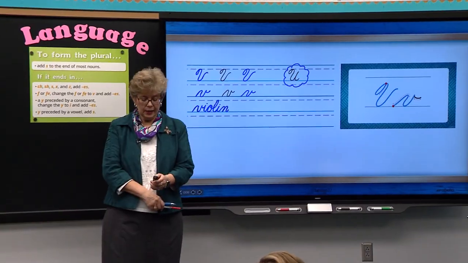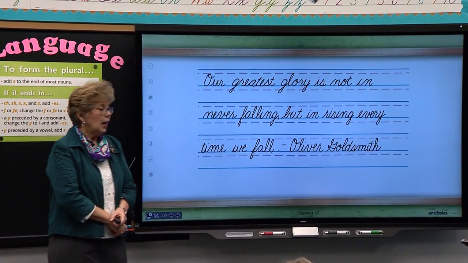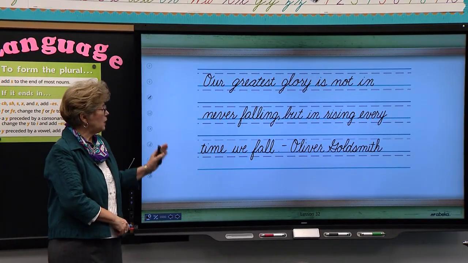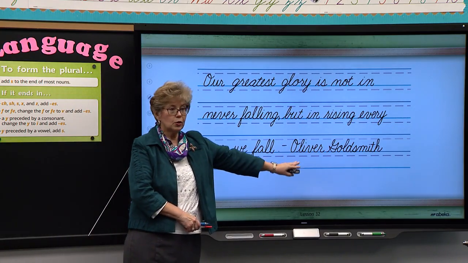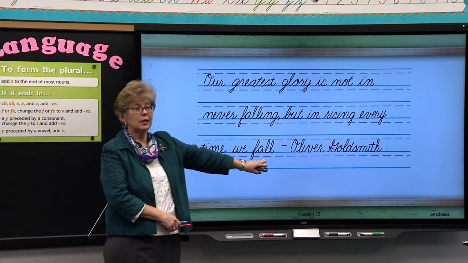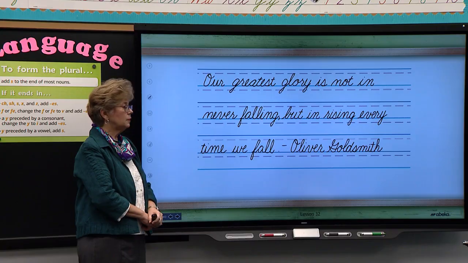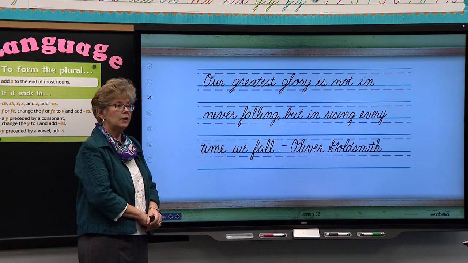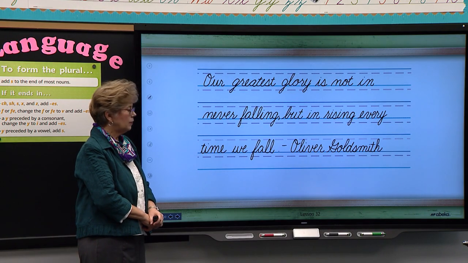Rest your pencil and let's look at the lower part of your paper. At the bottom of your paper, you see this statement. It was made by Oliver Goldsmith. Would you stand and read it, please, Scarlett? Our greatest glory is not never falling, but in rising every time we fall.